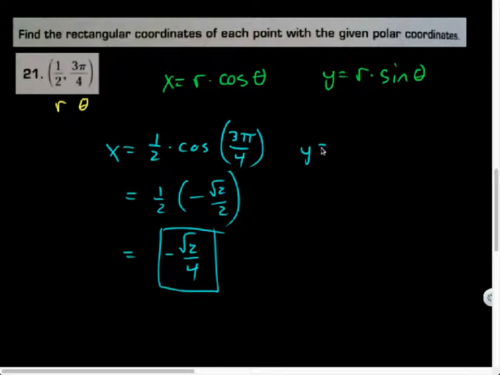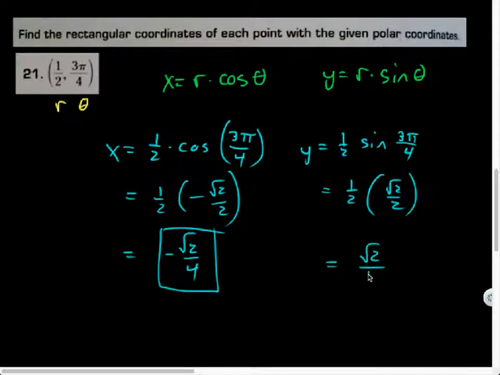And y is going to equal 1/2 sine of 3 pi over 4. Once again, that's a second quadrant angle, in which sine is positive. The reference angle is pi over 4, so that's root 2 over 2. Fortunately, we're masters of this. Yeah, I was going to say, how do you know that pi over 4 is root 2 over 2?